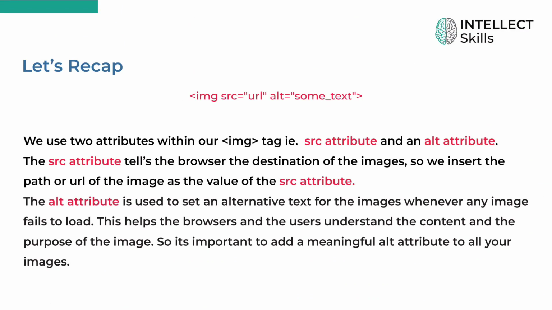Okay, now let's recap what we have learned in this video. We use two attributes within our image tag, that is the source and the alternate attribute. The source attribute tells the browser the destination of the image. So we insert the path or URL of the image as the value of the source attribute. The alt attribute is used to set an alternative text for the image whenever the image fails to load.